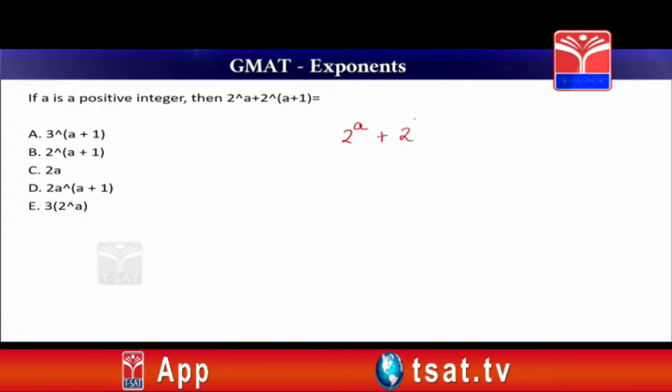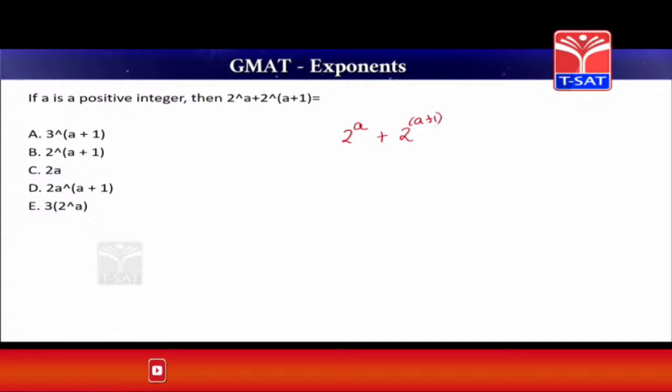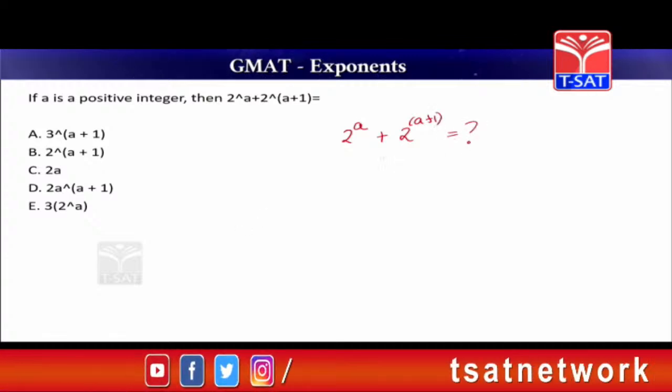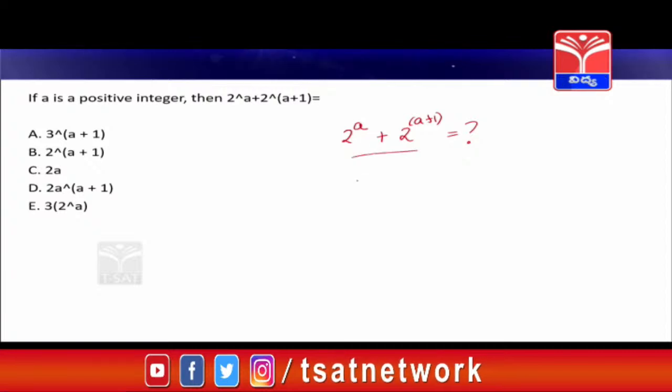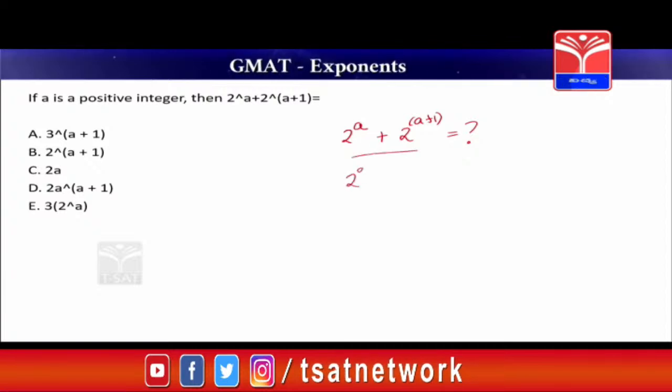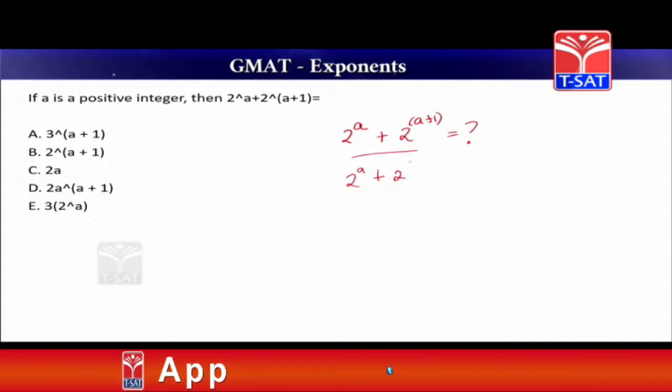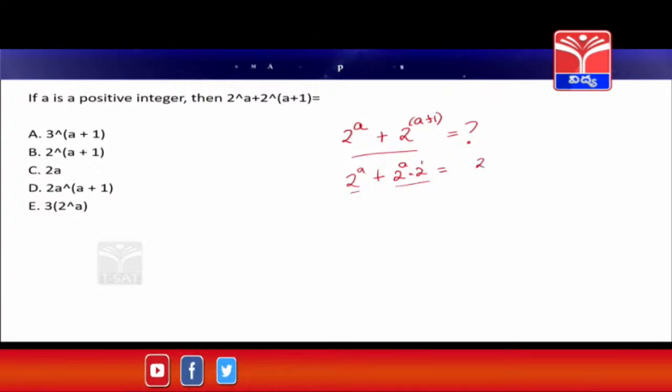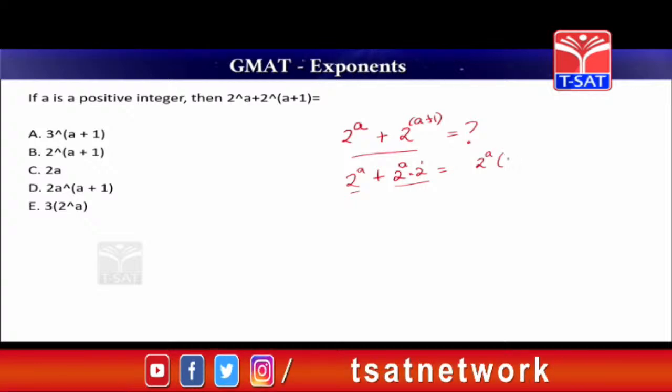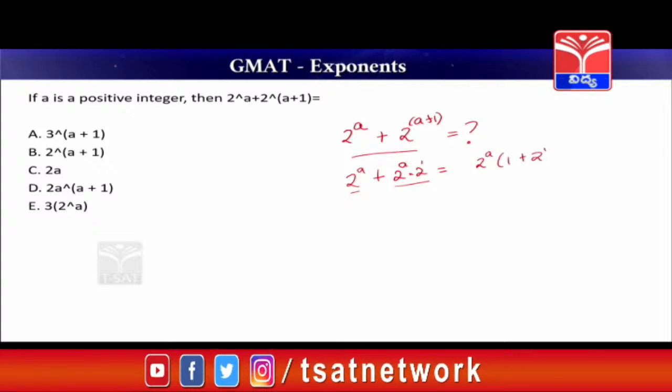So the question is, 2 to the power of a plus 2 to the power of a plus 1 is equal to which of these options? 2 to the power of a plus 2 to the power of a plus 1 is nothing but 2 to the power of a into 2 to the power of 1. So you can take 2 to the power of a common in both of these. You will be left with 2 to the power of a into 1 plus 2 to the power of 1.